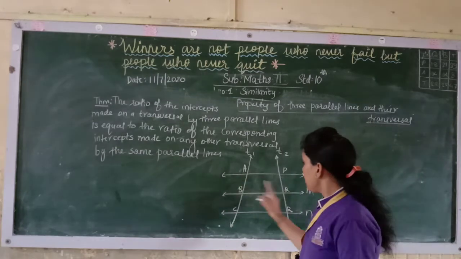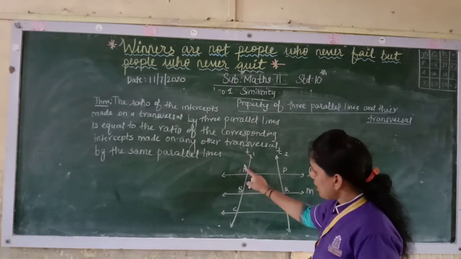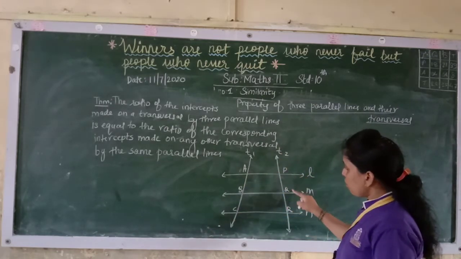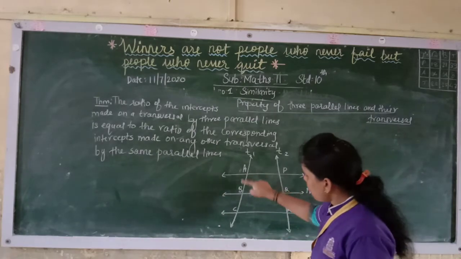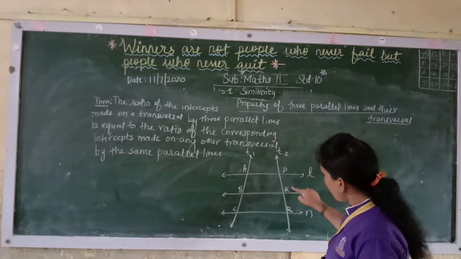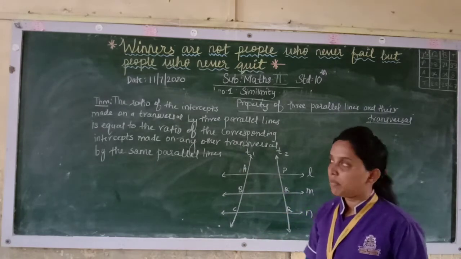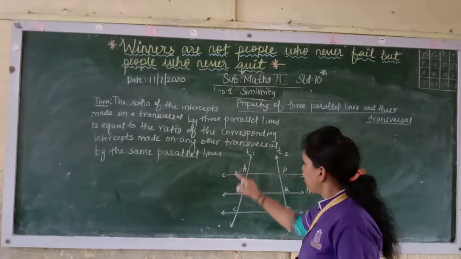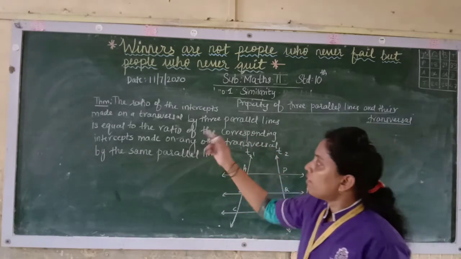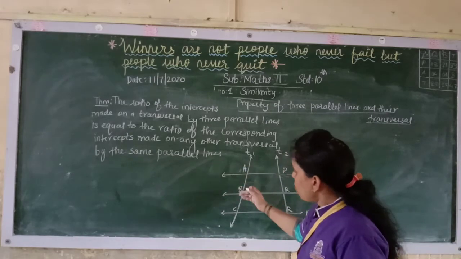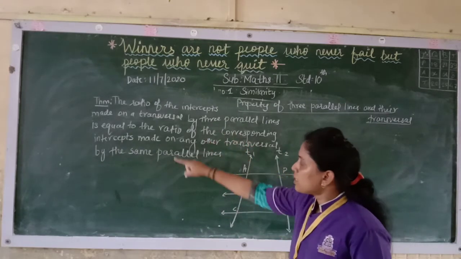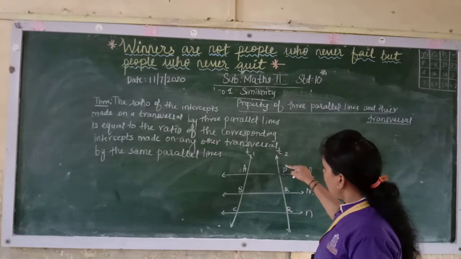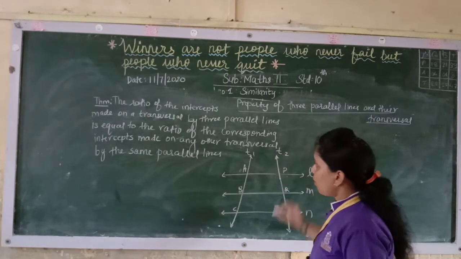So see, these parallel lines are intersecting this transversal in A, B, C, and at the same time they are intersecting another transversal at P, Q, R. So the ratio will be equal, meaning AB upon BC is equal to PQ upon QR. So this is the meaning of the statement. The ratio of the intercepts made on this transversal, AB upon BC, is equal to the ratio of the corresponding intercepts made on the other transversal, PQ upon QR. That is what we want to prove.